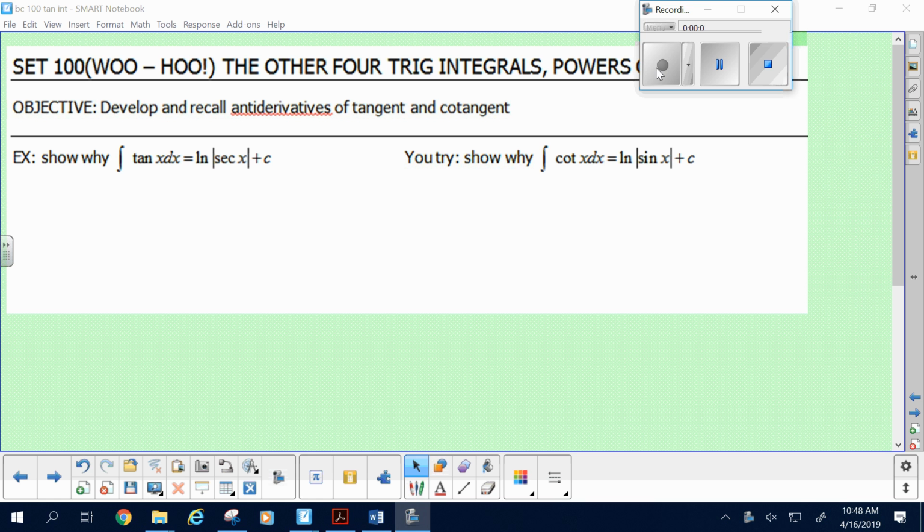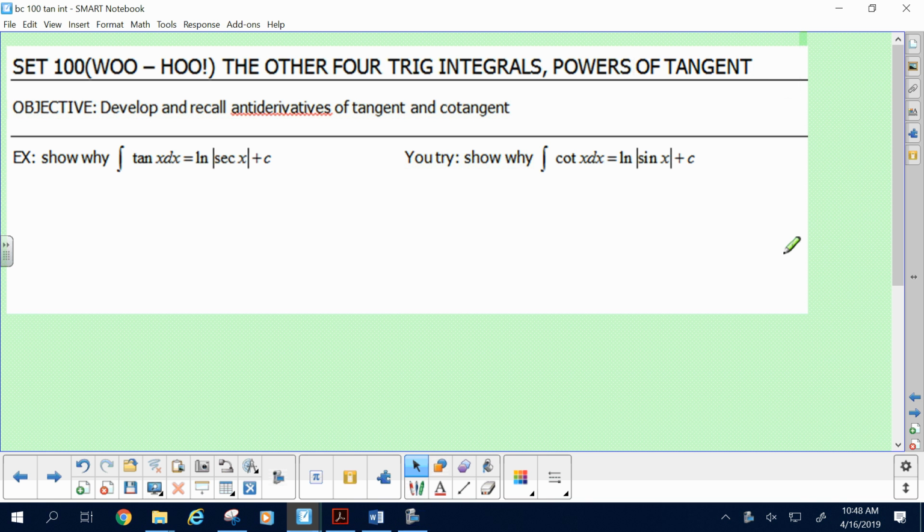Down cold. So here we go. I'm going to shorten this up a little because of the short periods and because I want to make sure we go over set 99.